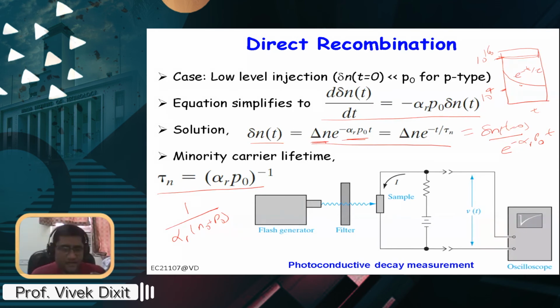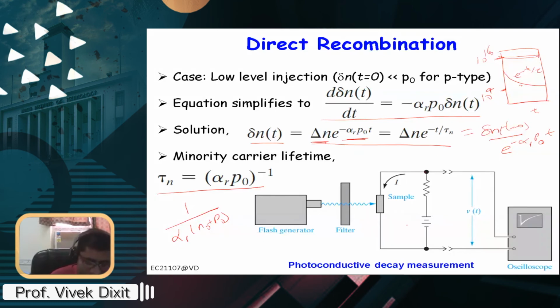So this is a photoconductive decay measurement setup where you have a flash generator. You generate carriers at time t equal to 0. You filter out the particular wavelength intensity. Then this sample will have a certain conductivity. Then you apply a fixed voltage here, and if conductivity is more, more current will flow. So the drop will be more here. That way you can measure the drop across the sample.